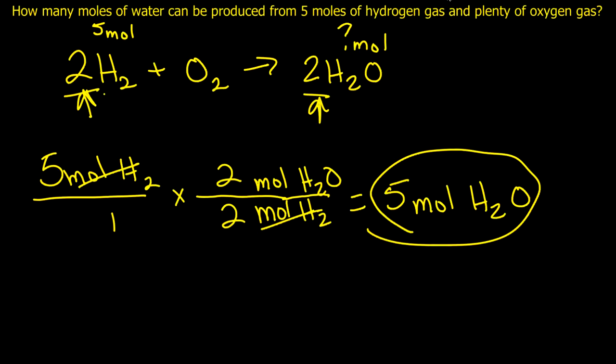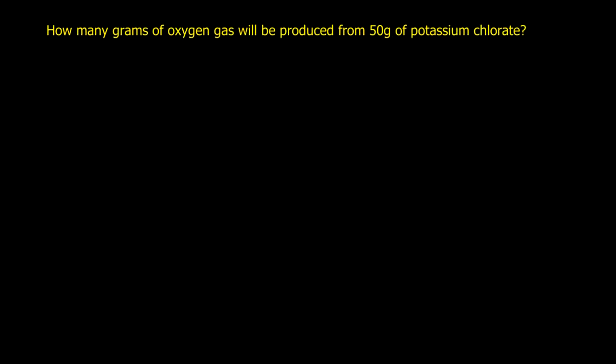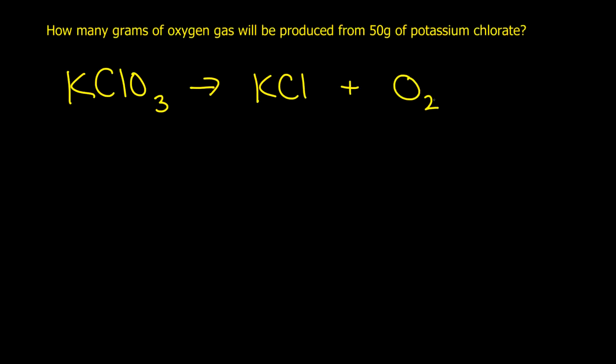Let's do another one. How many grams of oxygen gas will be produced from 50 grams of potassium chlorate? Alright, let's set that reaction up. So we're going to have potassium chlorate, and it's going to decompose into potassium chloride and oxygen gas. Need to make sure our equation is balanced, which it's not.